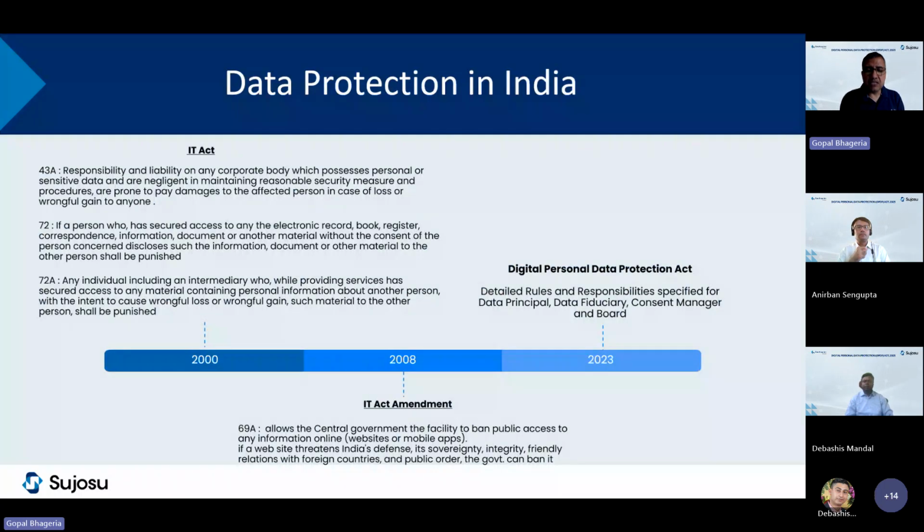There are many such concerns, and to address them, India has been trying. Initially there was the IT Act, which at least started talking about how we protect personal data: what the responsibilities and liabilities are of entities or corporate bodies acquiring this information, how they manage it, how long they keep it, how they share it, and many such things. Then in 2008 there was an amendment that basically gave the government a free hand to ban public access to some of the information available online. Maybe some websites; we have even seen internet access stopped in many places. And then in 2023, this became the Act, with a little bit more detail.